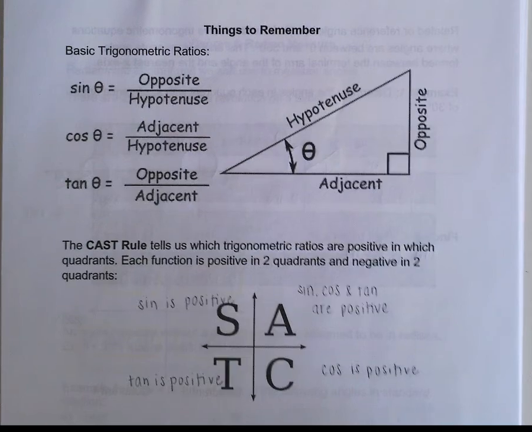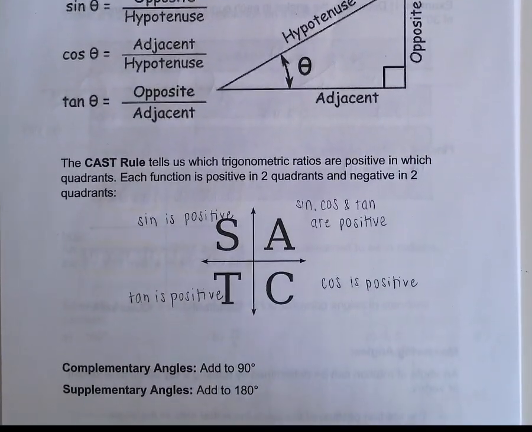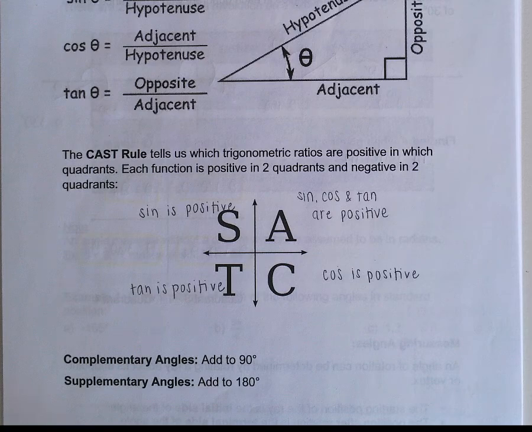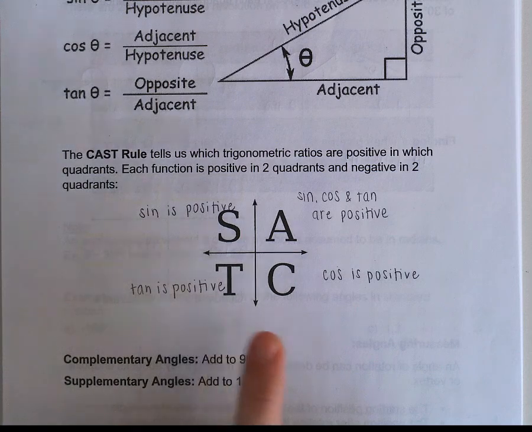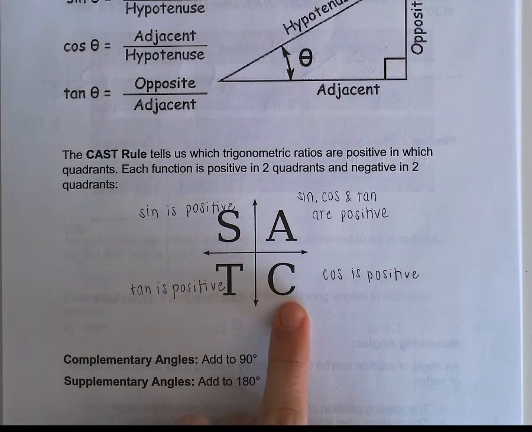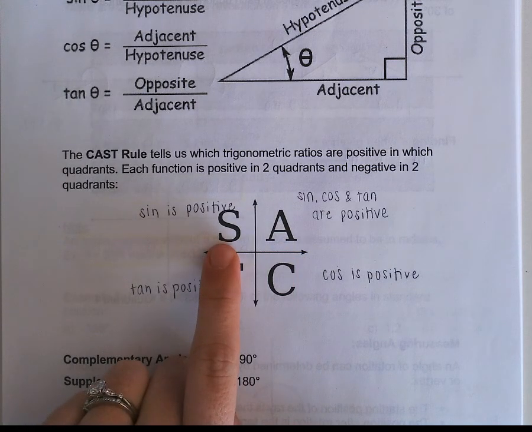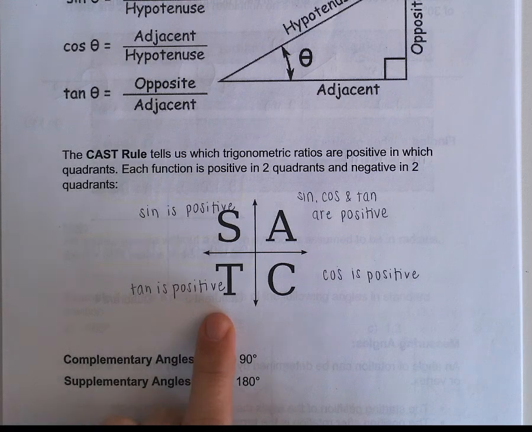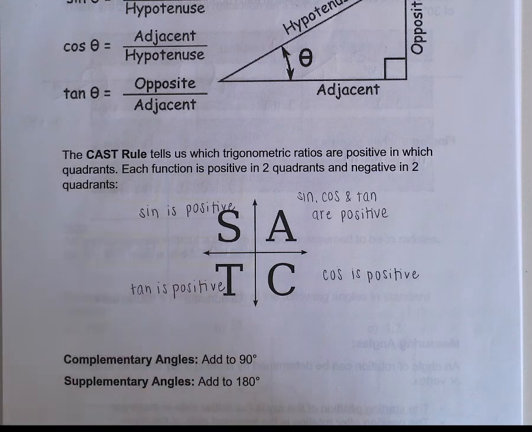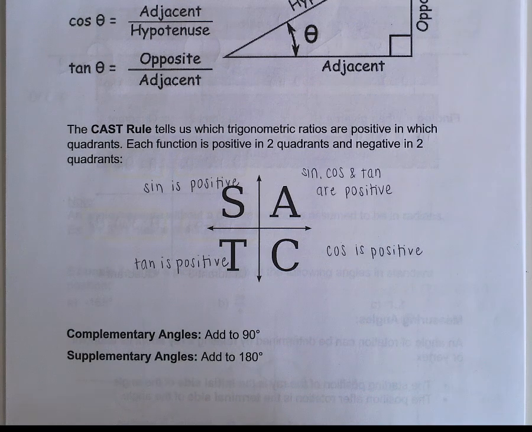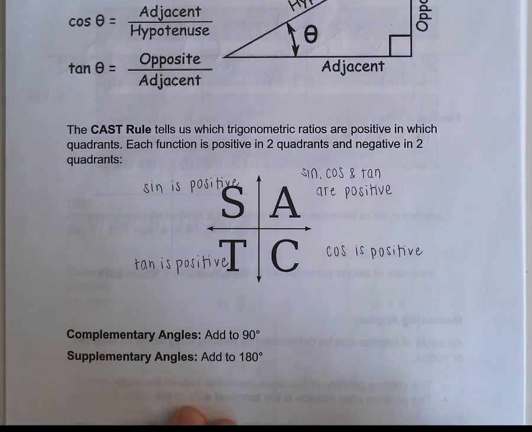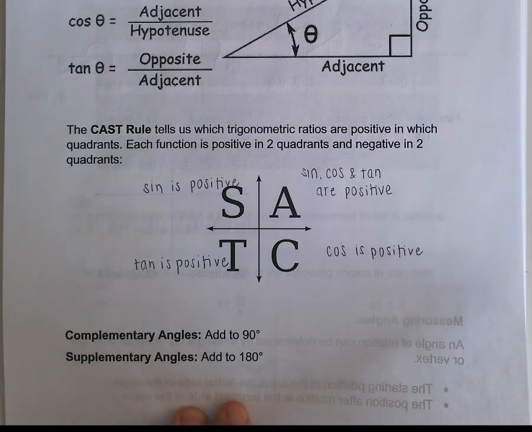We also have our CAST rule from grade 11, which tells you which of these ratios are positive in each quadrant. So CAST: cos is positive in quadrant 4, all the ratios are positive in quadrant 1, sine is positive in quadrant 2, and tan is positive in quadrant 3. A couple other little vocabulary pieces: complementary angles add up to 90 degrees, supplementary angles add up to 180. That doesn't come up too often, but it's a good little thing to be reminded of.